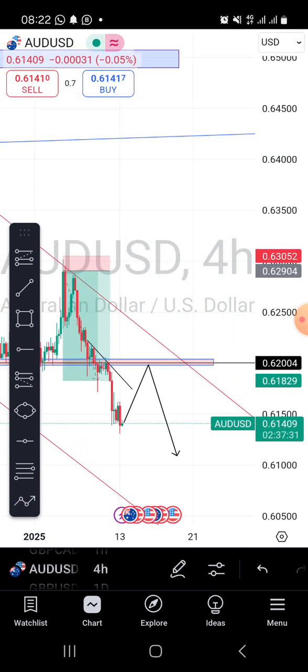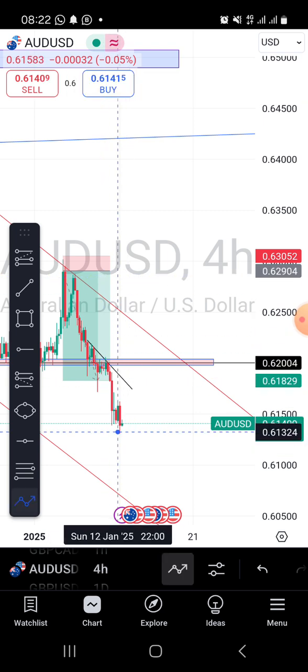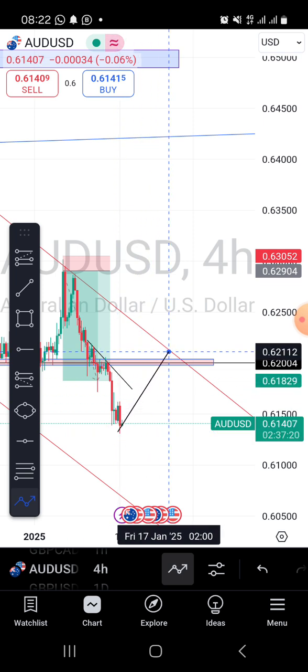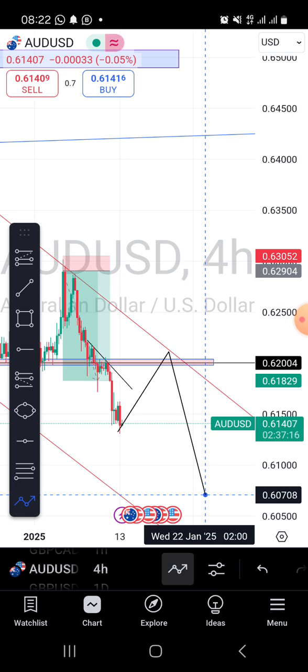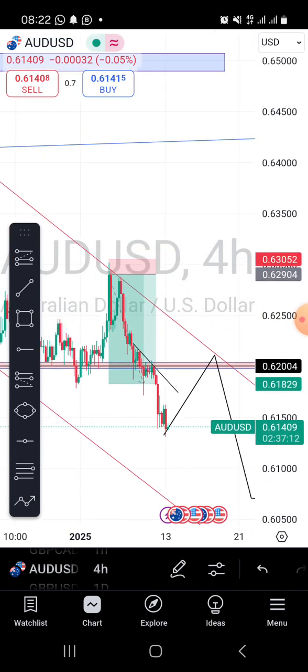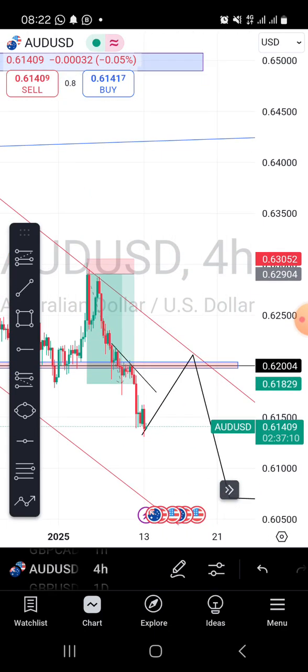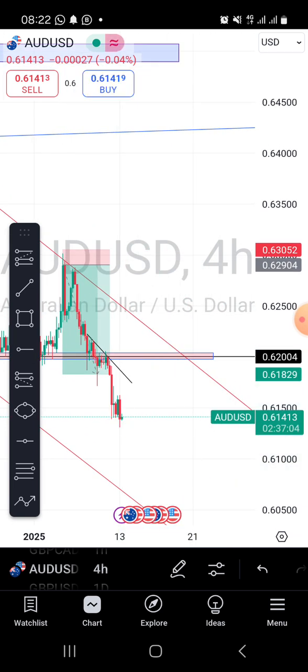So a pullback to this zone, then it drops. The pullback can be as strong as this anyway, to touch this and drop, but then it is all still within our newly created resistance level, so you can keep an eye on that.